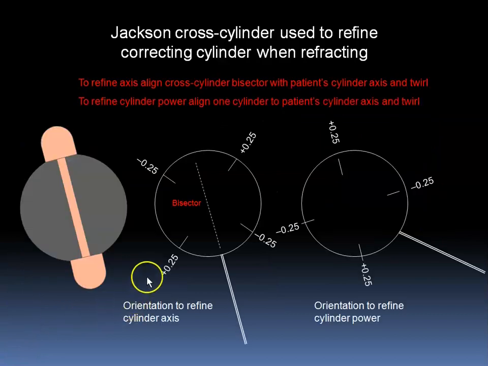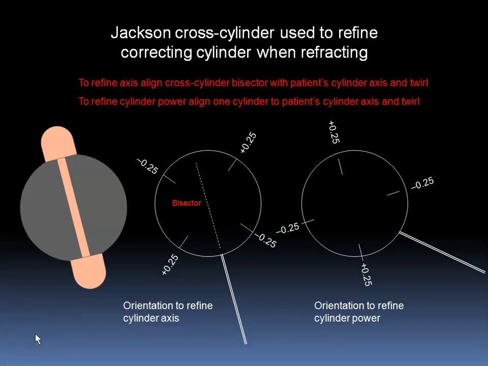We can use the cross cylinder to refine cylinder axis. We align the bisector of the cross cylinder with the astigmatic error, and we twirl it back and forth, effectively flipping the cylinders from +1/4 and -1/4, and observing in which orientation the patient sees better.